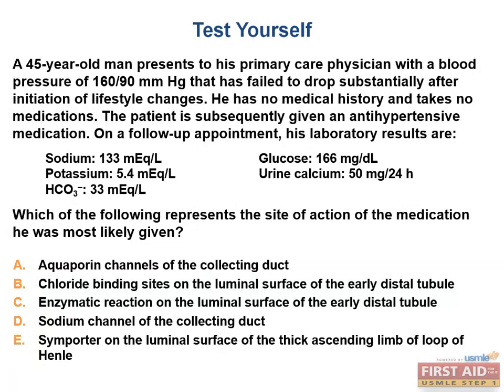The correct answer is B. This patient presents with metabolic alkalosis. See the bicarb? It's high. That's metabolic alkalosis. As well as hyperglycemia, and the patient's urine calcium is lower than normal. And all of these are common adverse effects of thiazide diuretics.